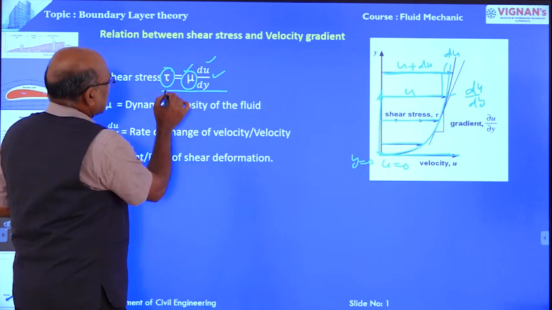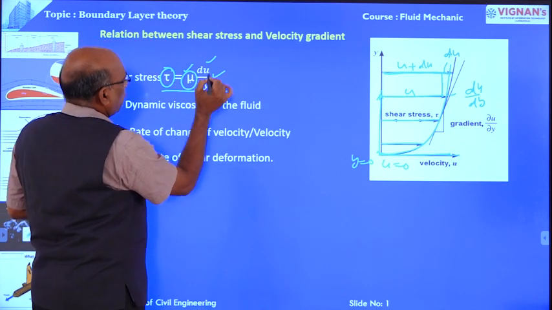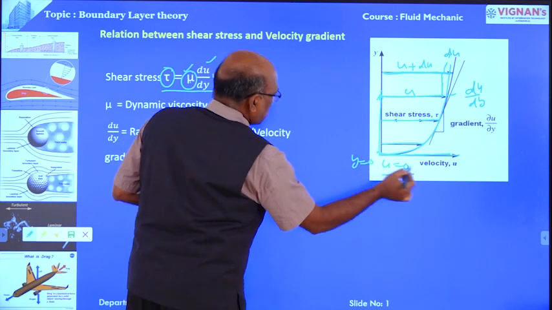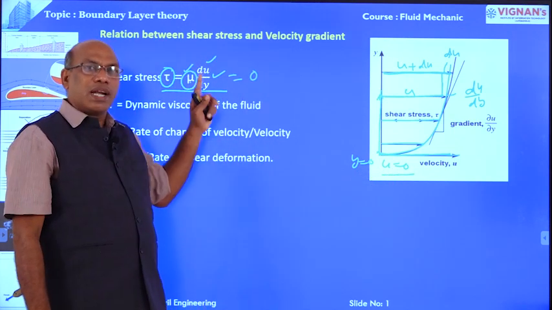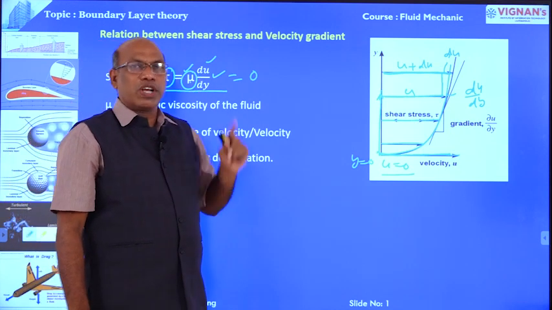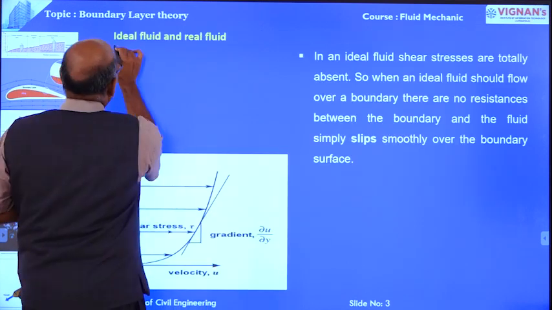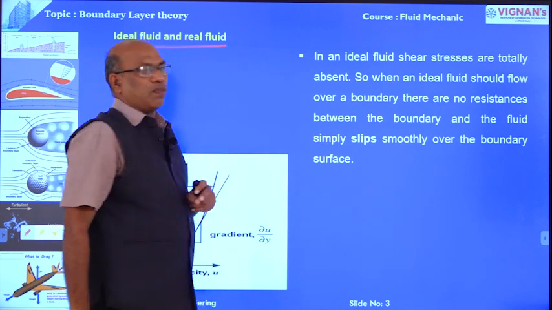Right, therefore shear stress is equal to mu into du by dy. At y equal to 0, u is equal to 0, so automatically shear stress is equal to 0. This is the relation between the shear stress and the velocity gradient. What is an ideal fluid? What is a real fluid?